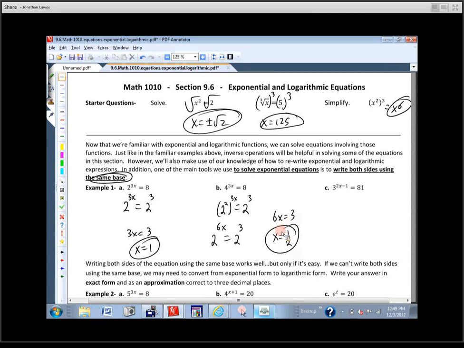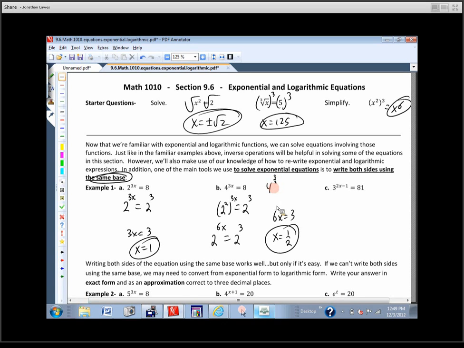And again, you'd always want to keep in mind, this is the answer to an equation, so it would have to work when you plug it back in. So if I plugged it back in, I'd have 4 to the 3 times 1/2. So that'd be 4 to the 3/2. Square root of 4 raised to the third. That is 8. Okay, so it does work.